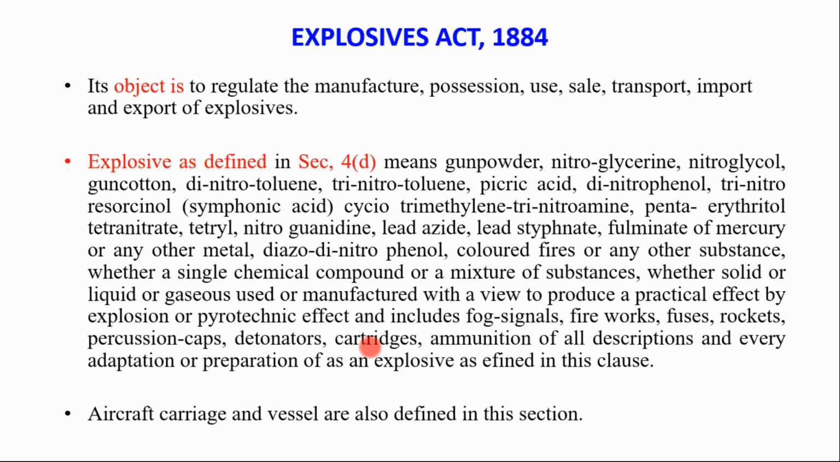If you observe the definition of explosive and the examples of the chemical substances, you can find that nitrogen derivatives are the main concern when we are talking about explosives. Most of the compounds are nitro compounds. You can observe nitroglycerin, nitroglycol, dinitrotoluene, dinitrophenol, trinitro compounds. So most explosives are composed of nitrogen compounds or nitrogen derivatives. Then aircraft, carriage and vessels are also defined in this section.